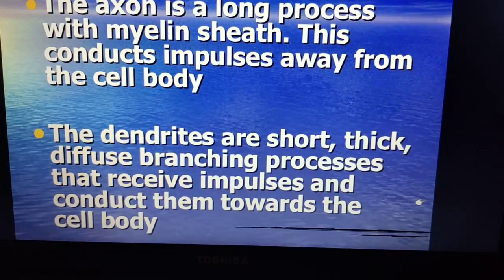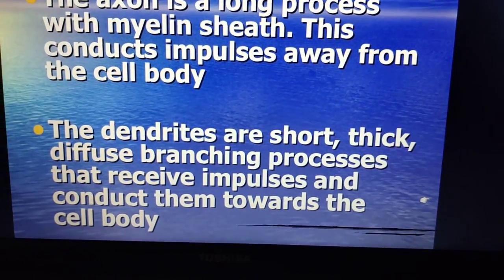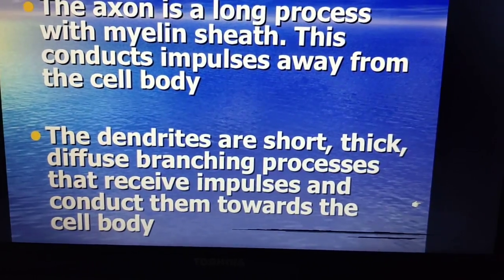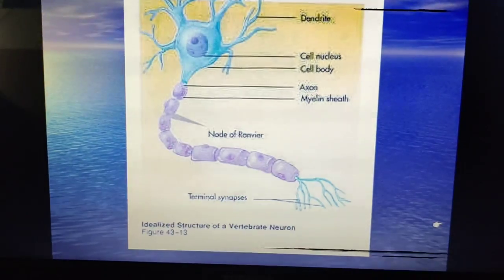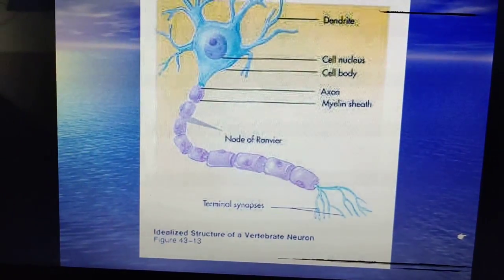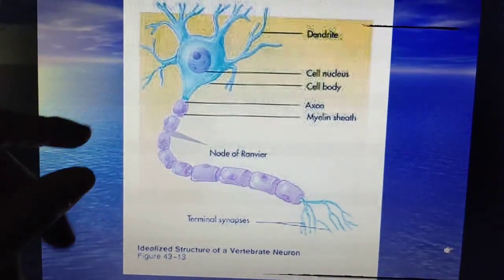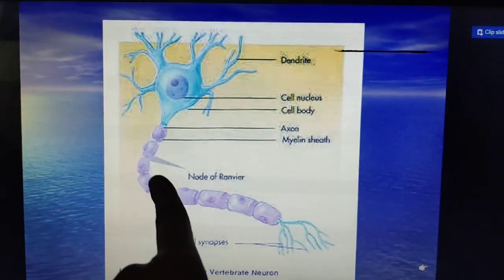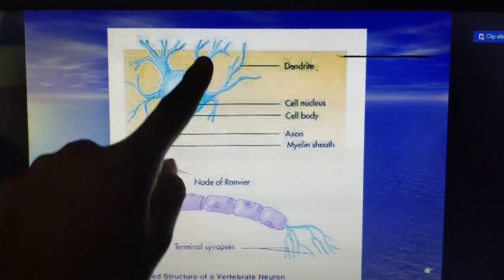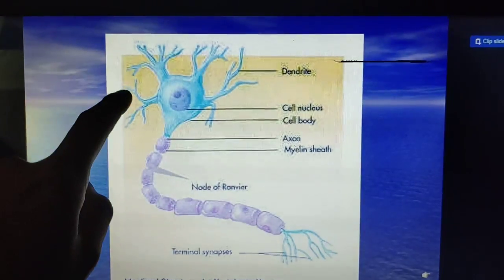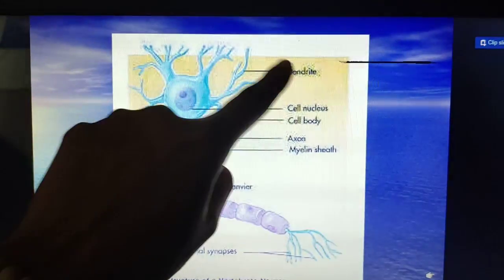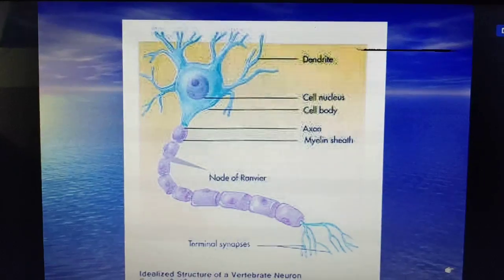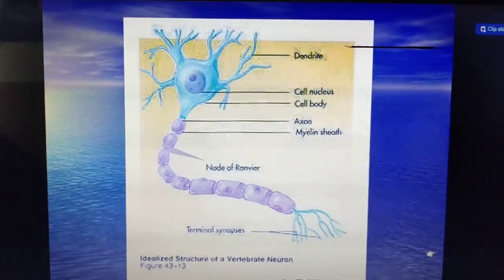What do you mean by this? Dendrites are branching processes that receive the impulses and conduct them towards the cell body. Whatever the sense or stimulus, what carries it away from the body is what we call the axon. All the stimulus is received through the dendrites. This is a very short and branchy structure, isn't it? That we call dendrites.